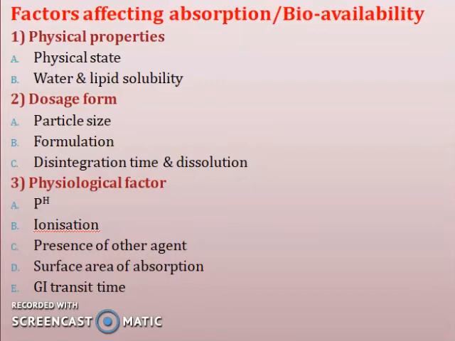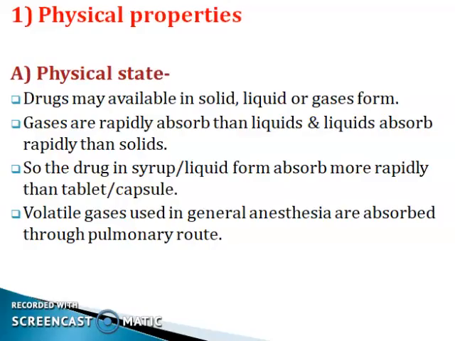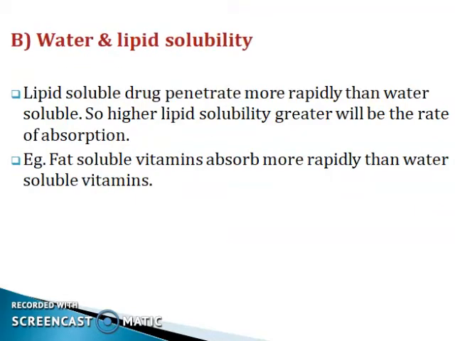Okay, कोणकोणते फॅक्टर्स रिस्पॉन्सिबल आहेत absorption साठी हे आपण त्याच्यामध्ये बघितलं. ओके, सो त्याच्यामध्ये मेजर 3 क्लासेस आहेत, फिजिकल प्रॉपर्टीज, डोसेज फॉर्म अँड द फिजिओलॉजिकल फॅक्टर. ओके, सो फिजिकल प्रॉपर्टीज मध्ये त्याची फिजिकल स्टेट, which is nothing but the solid, liquid or the gases. Okay, so obviously gases are more absorbed compared to the liquid, and liquids are more rapidly absorbed compared to the solids. Okay, so next one is the solubility, water and lipid solubility.